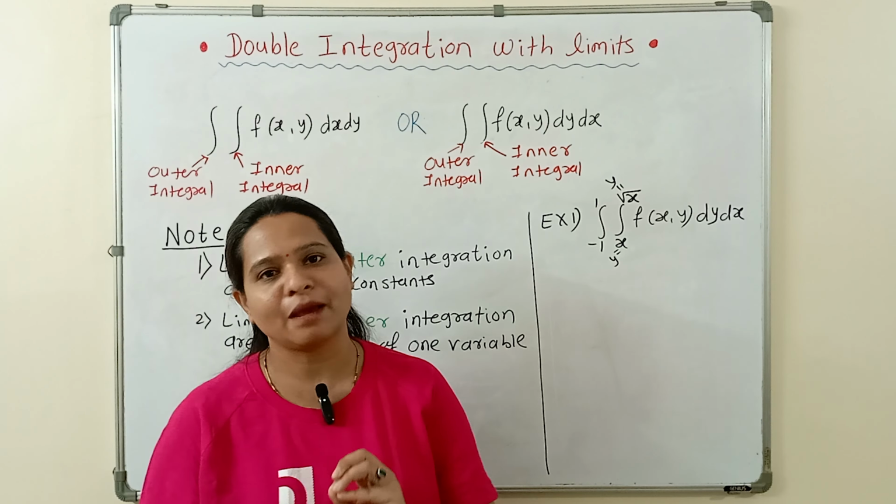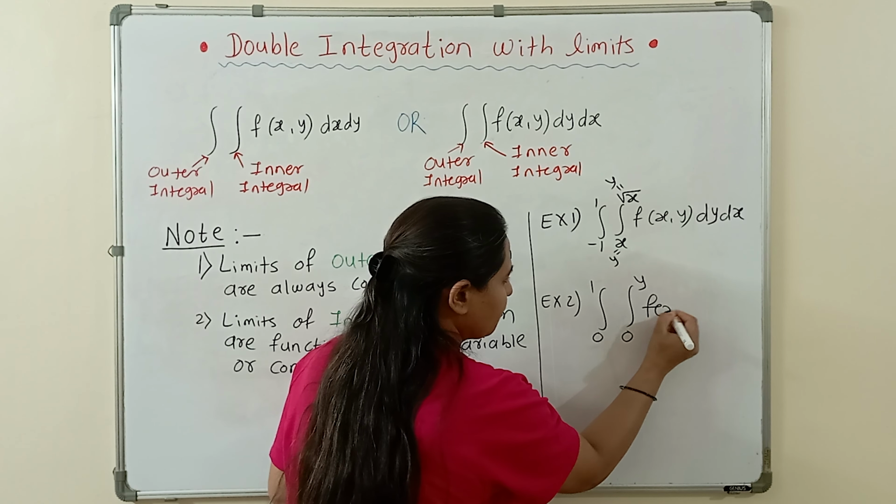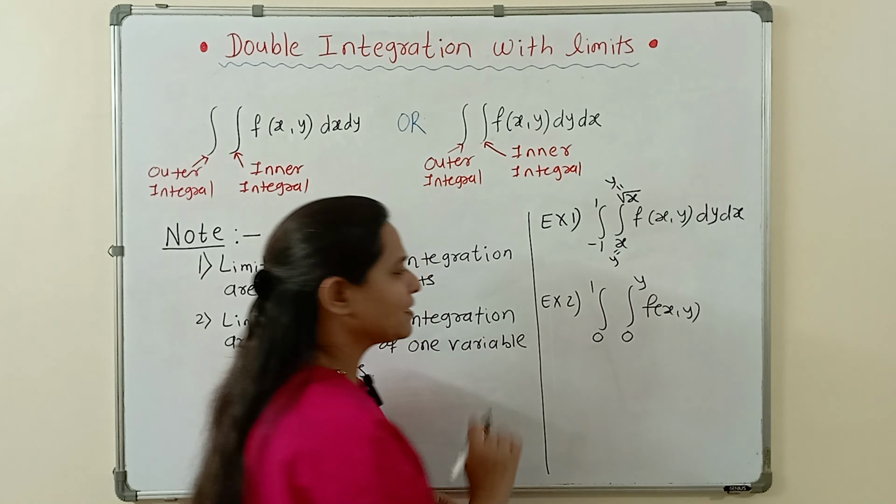Now suppose in the second example I am taking the integration from 0 to 1, and here from 0 to y, some function f of x comma y. Let us decide the order of the integration. See the limits of inner integration. Which variable is in the limits of the inner integration? y, and one limit is 0, a constant. So 0 is a constant, y is a variable, so which is absent here? x is absent. So first we will integrate with respect to x, then what remains is dy.